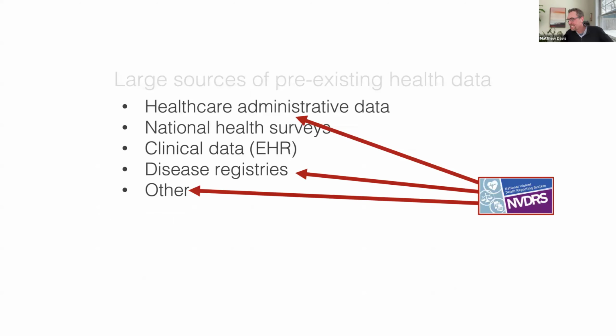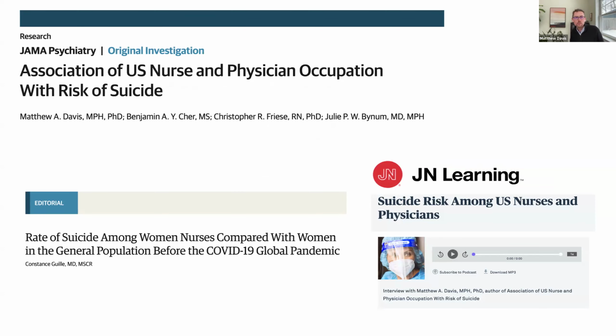Okay, so the one data set that I want to spend a little more time on is the National Violent Death Reporting System, to give you an example of how we did a project that we considered pretty important. Again, just getting to know a data source and analyzing the data on our own and producing a manuscript from it.